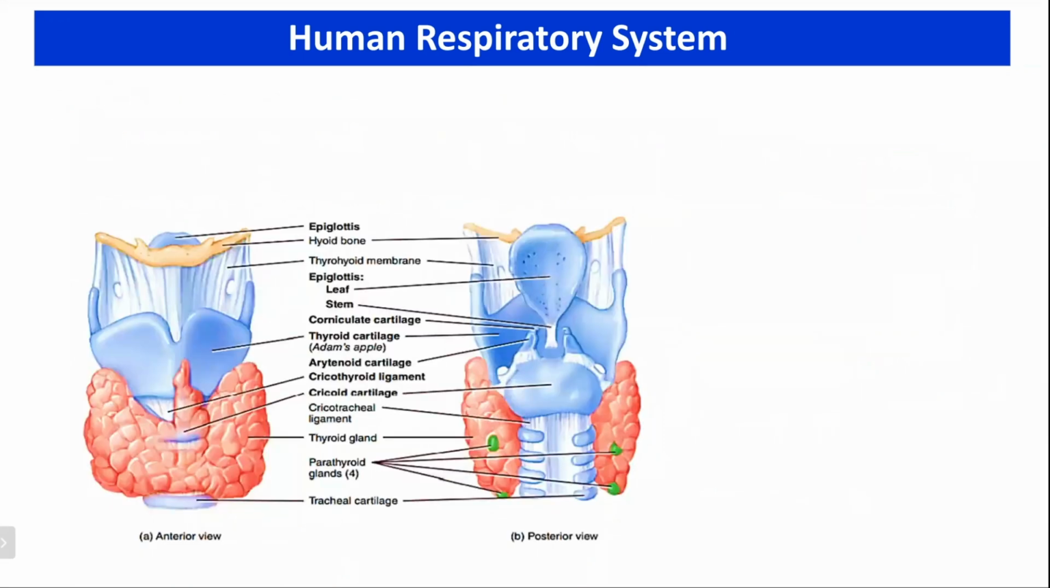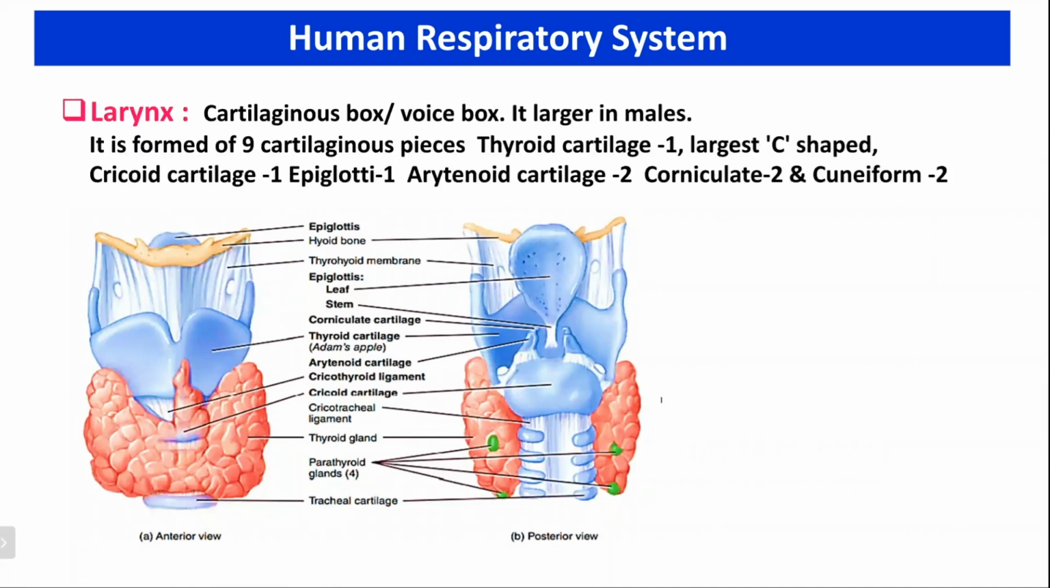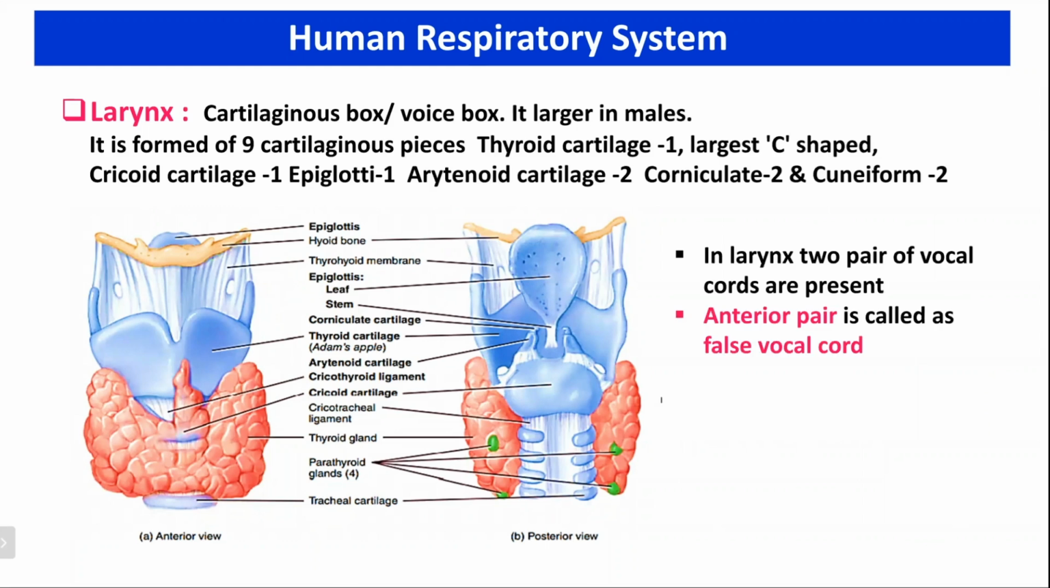So with this we have finished one more component of the human respiratory system, that is larynx. You need to remember. Now in this diagram you can see all cartilages, right? Corniculate cartilage, thyroid cartilage. Thyroid cartilage is also called Adam's apple. Most important. Then you see arytenoid cartilage, cricoid cartilage. All these cartilages you can clearly see here in this image.